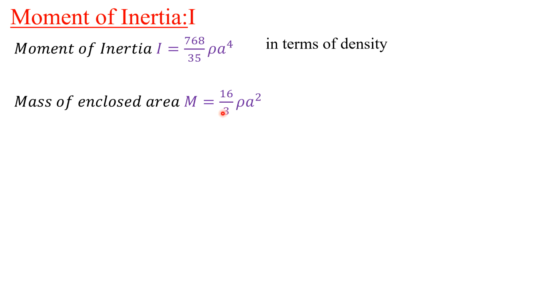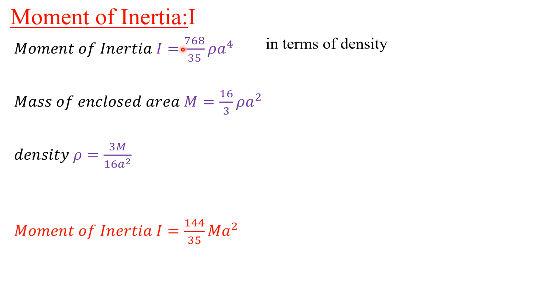Mass of the enclosed area M is equal to 16 by 3 rho a square. So from here we will get rho, that is the density in terms of mass, which is 3M upon 16 a square. Now put this value of rho in this first equation. So we get moment of inertia I, which is 144 upon 35 M a square, which is in terms of mass. So this is how we can find moment of inertia in terms of density as well as in terms of mass. Thank you.